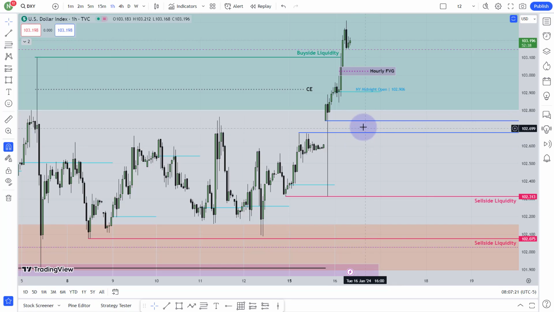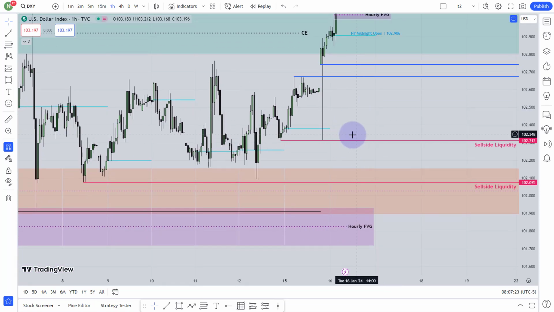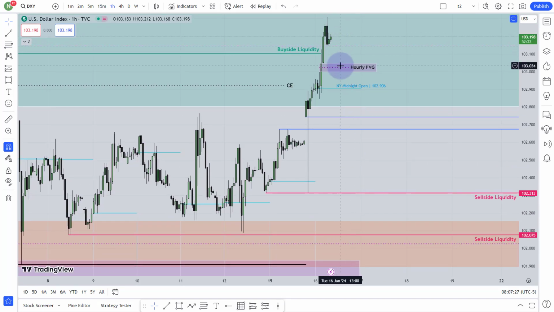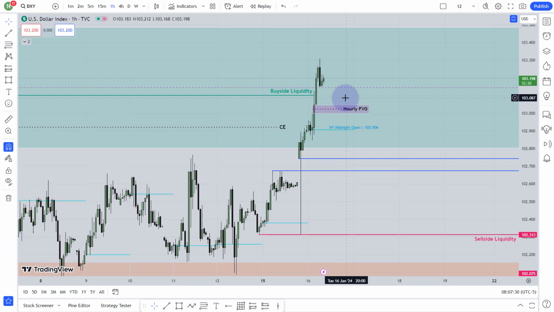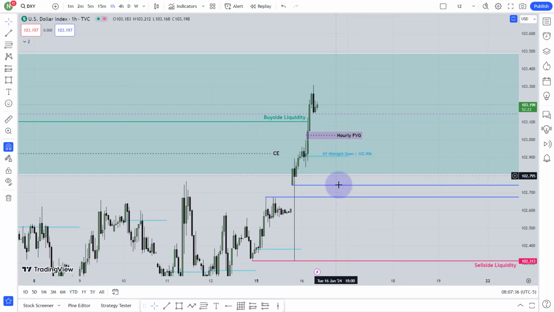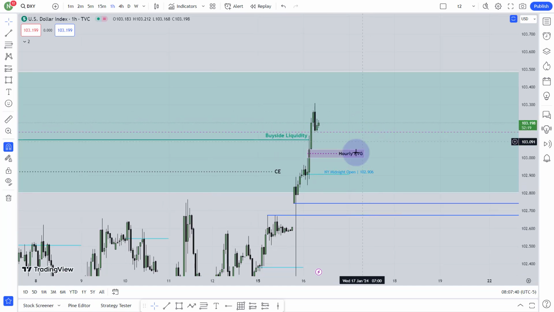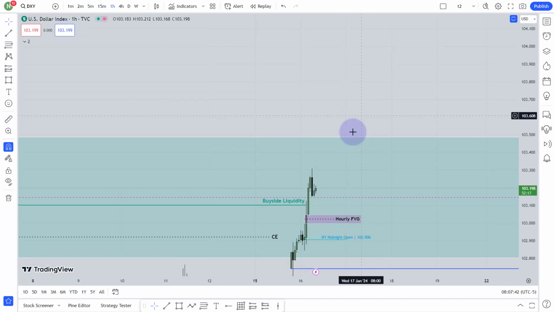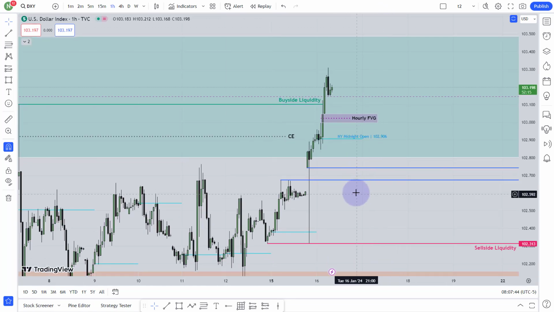If market can go through this volume balance, then I will start to think market is actually going to take that sell side liquidity. But if market comes to this hourly fair value gap and I see market start to respect that hourly fair value gap, I will start to think, okay, market is not even going toward that volume balance. It is actually going higher. Okay, so that is a different matter.